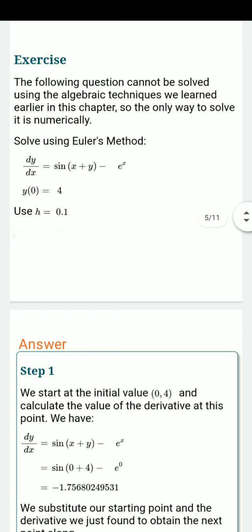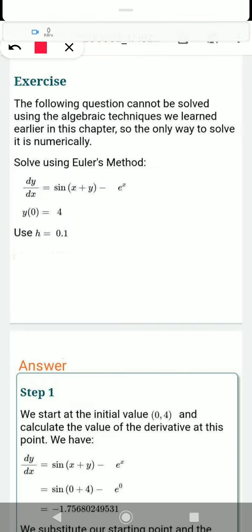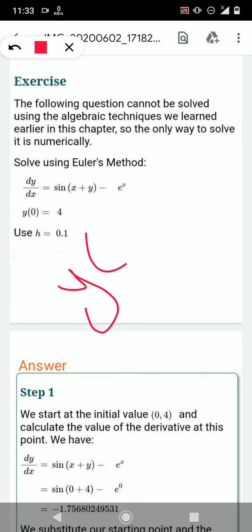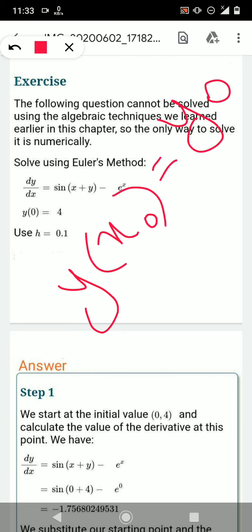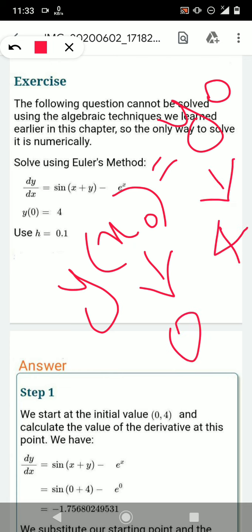So y' is equal to sin(x plus y) minus e raised to x, with y(0) equal to 4. This is an initial value problem with initial condition y(x0) equal to y0, where x0 is equal to 0 and the function value at x equal to 0 is 4, given that h is equal to 0.1. Now make use of Euler's method to solve the differential equation.